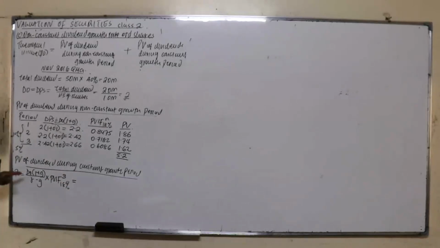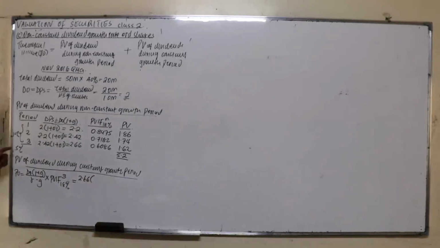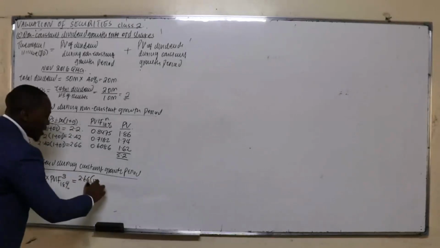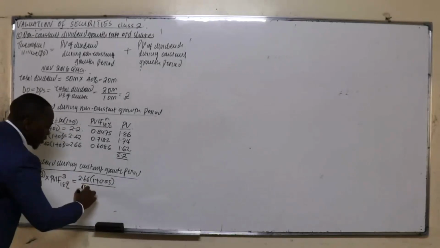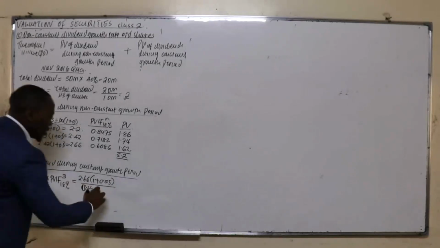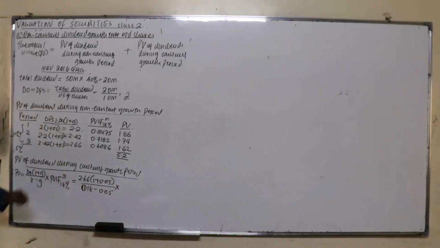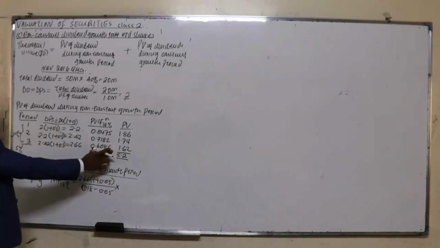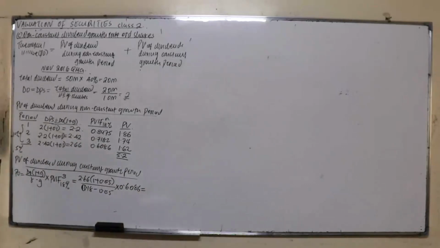So it will be D0, the most recent dividend per share. From year three, now it will grow at 5%. So the dividend for year three was 2.66. Then from year three, it will grow at 5%. So it's 1 plus g, 0.05, all over r. r was the cost of capital; that one does not change. It's 18%, 0.18 minus the growth rate of 0.05. Then you discount at 18% for 3 years. That's what we had here. It was 0.6086. What do you get?